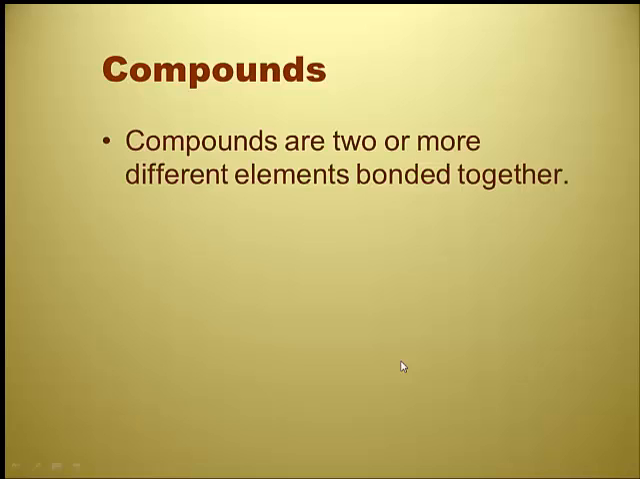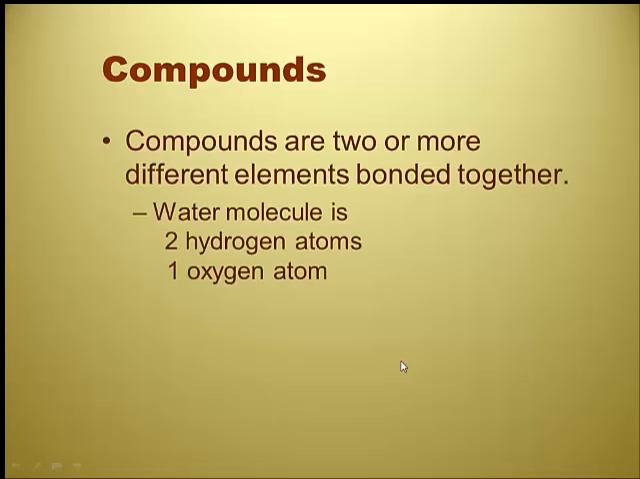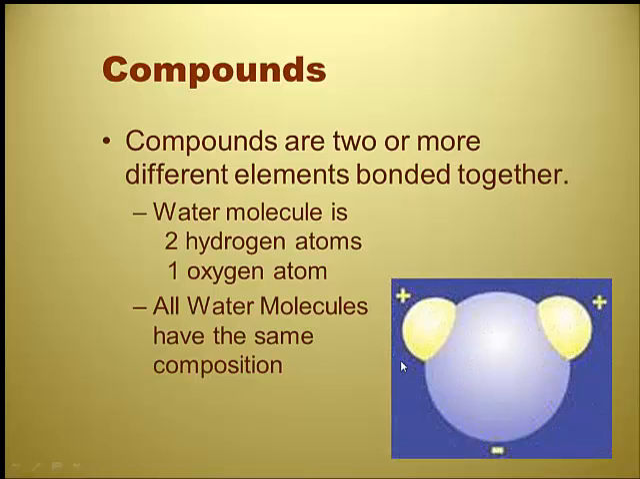Compounds. Compounds are 2 or more different elements that wind up getting bonded together. Our typical example here is the water molecule. You can see here we've got 2 hydrogens. I'm going to go ahead and circle them here. We've got 2 hydrogens there, and then we've also got our oxygen here.